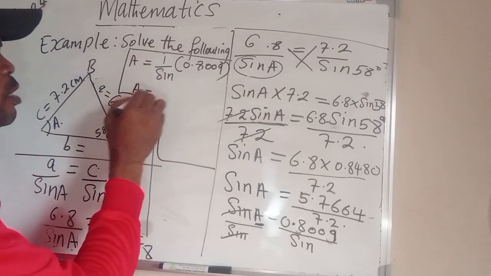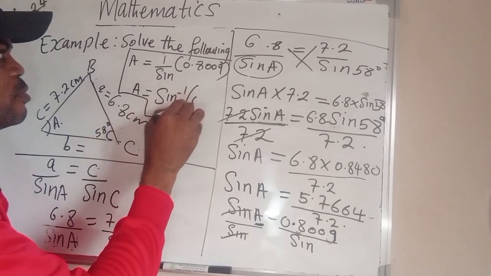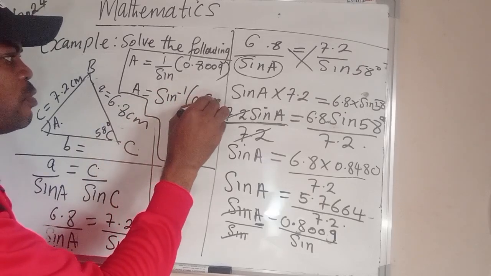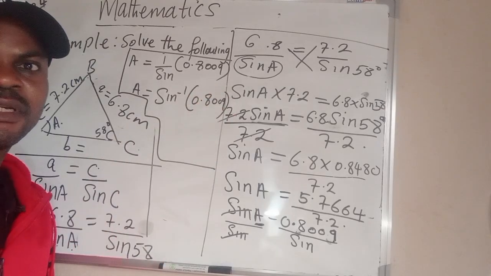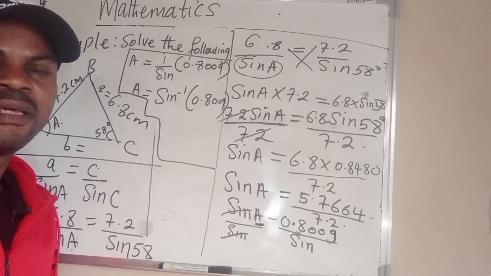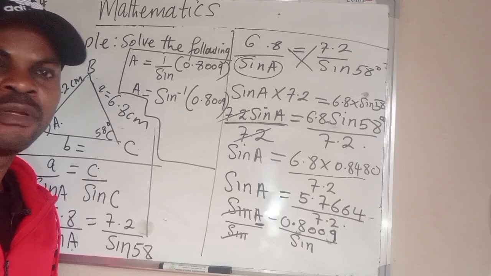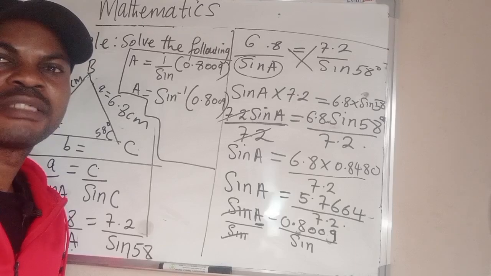I can as well convert this, change this using the law of indices. It becomes A equals to sine inverse 0.8009. Using the law of indices, 1 over something is the inverse of that. 1 over A is the inverse of A, which is A raised to power minus 1. So 1 over sine is equal to sine inverse.